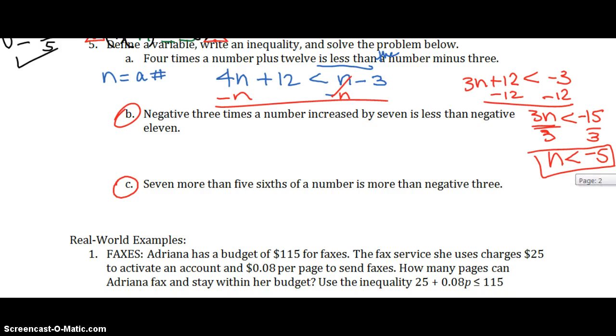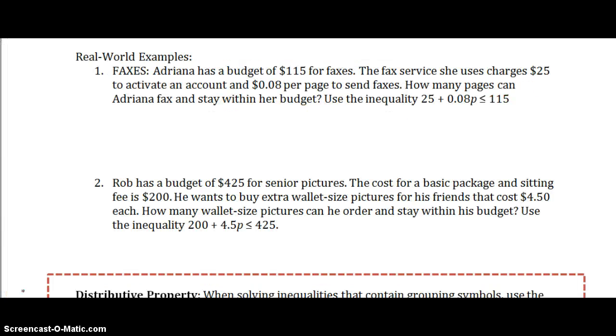Let's go down to a real-world example. Both of these real-world examples have provided you the inequality, but let's see if we can see how they came about, this inequality. Adriana has a budget of $115 for faxes. The fax service she uses charges $25 just to activate an account and then 8 cents per page to send faxes. So in other words, she has to have 25 and then it starts being charged per page. And her budget, which means that's the most she can spend, is $115. So she needs to either equal $115 or stay under $115.